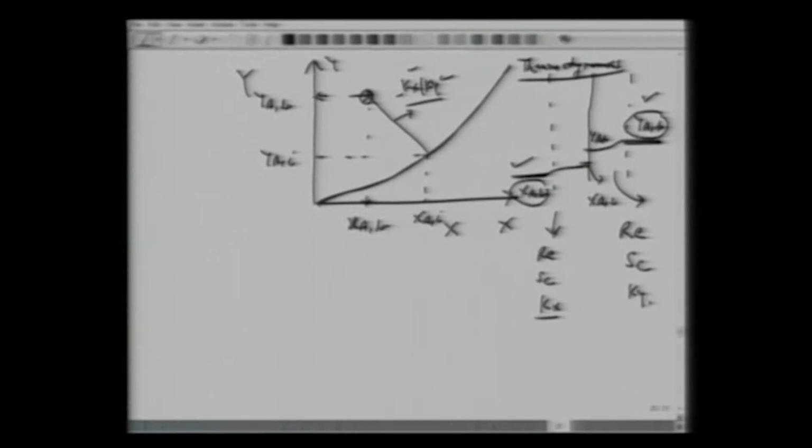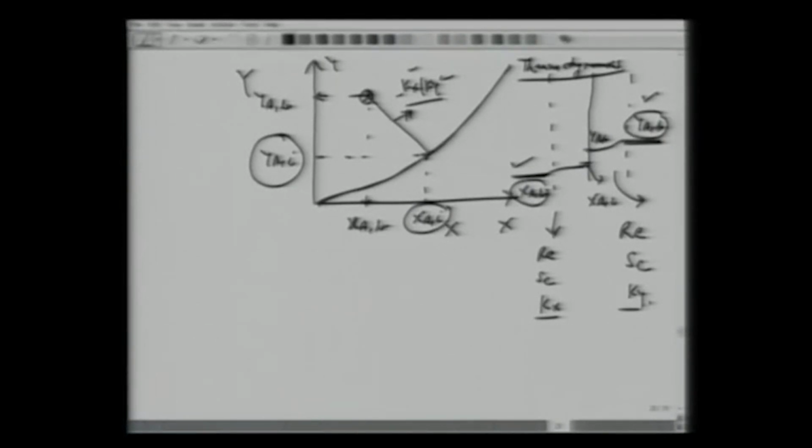Once we know kx, ky, we can take the ratios and we can plot this minus kx over ky to reach this interface concentration, which is YAI and XAI. Or if we know this XAI and YAI, then we can join this line, and then the slope will be given by minus kx over ky. So either way it's possible.